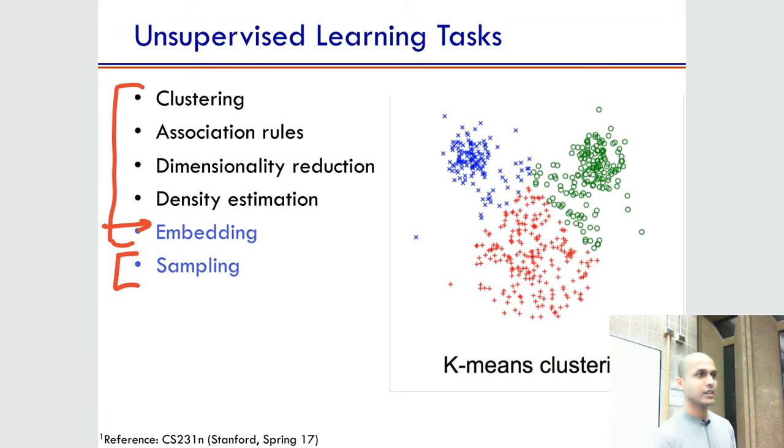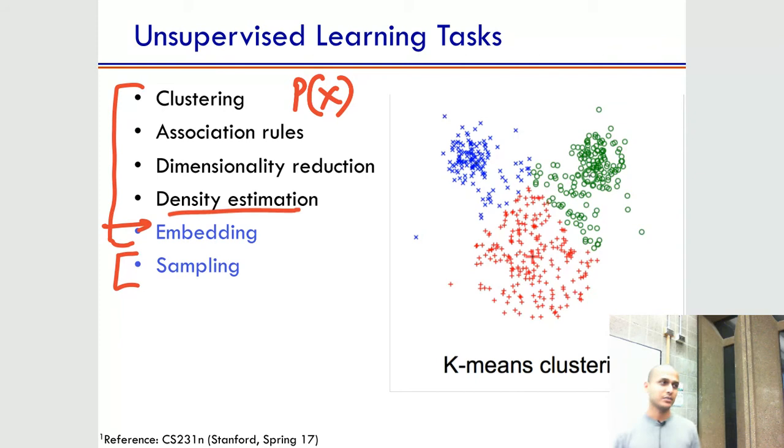Let me just spend a minute on how clustering is related to P of X. In the previous slide I said data is generated from some distribution on the features, and all we're trying to get is either the distribution itself, which is what density estimation is, maybe an approximation of that, or we do some other tasks.